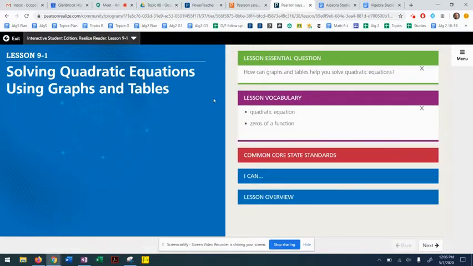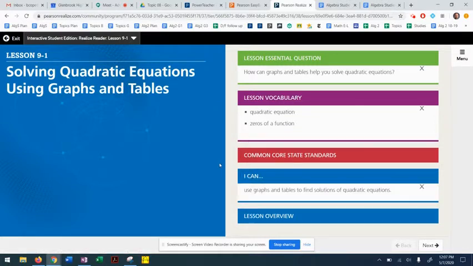Some vocab we're going to want to know about. First, quadratic equation. An equation is quadratic when the power on x is 2, and that's the highest power we see. And then the zeros of a function, we're going to talk about that soon. The zeros of a function are actually the same as the x-intercepts.